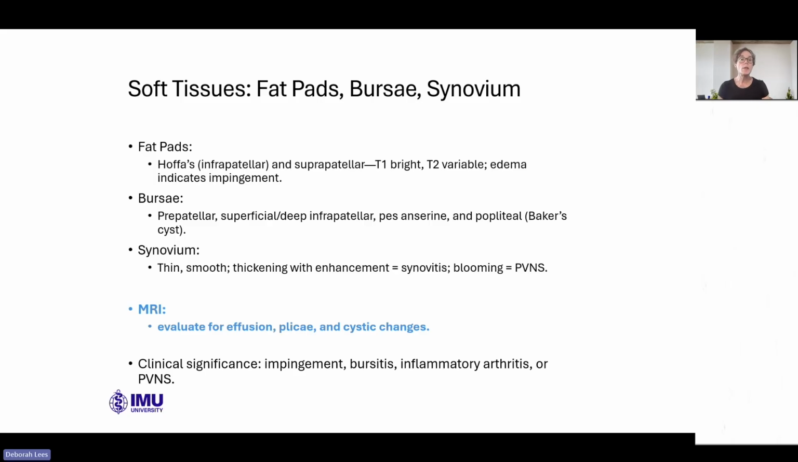And then your synovium is thin and smooth. With thickening and enhancement, you get synovitis, which is inflammation of the synovium. You get what we call blooming, which, if you look on the scope, looks almost like bits of algae, sort of clumpy algae, and it can be quite inflamed. It can be red, a dark maroon kind of color. And this is often something we call PVNS, which is pigmented villonodular synovitis. So have a look at that, PVNS.